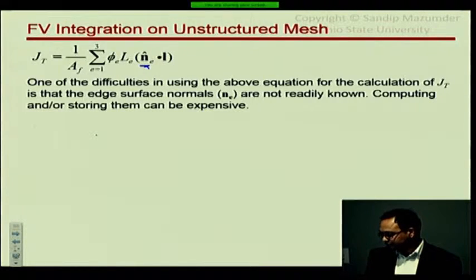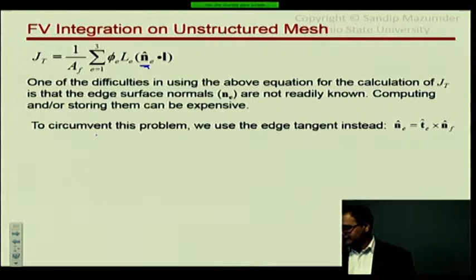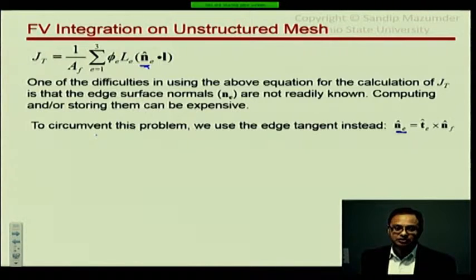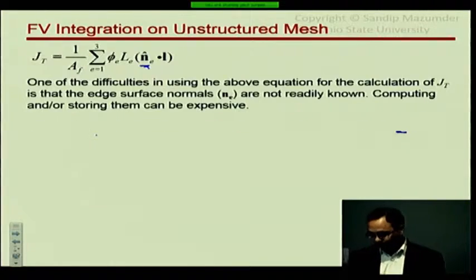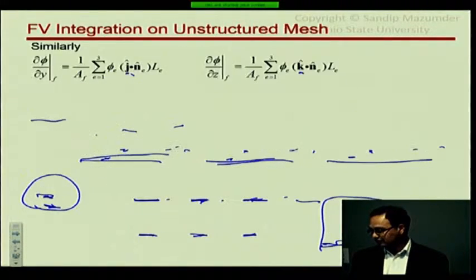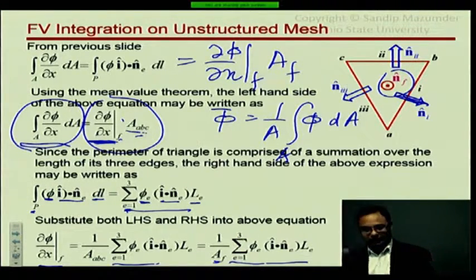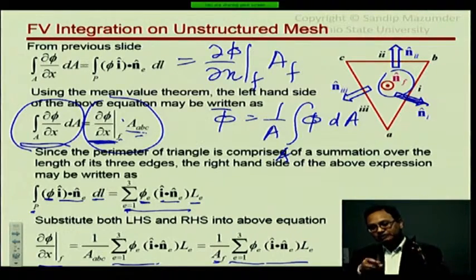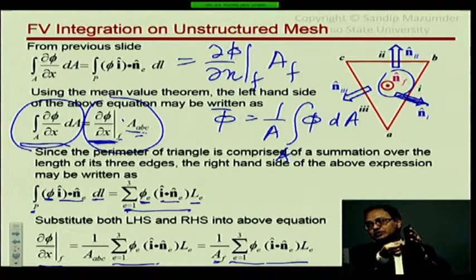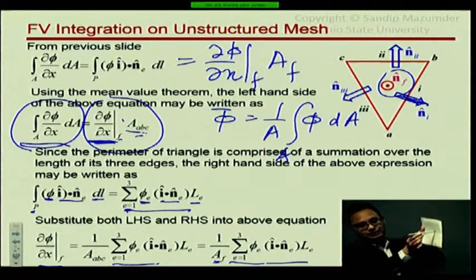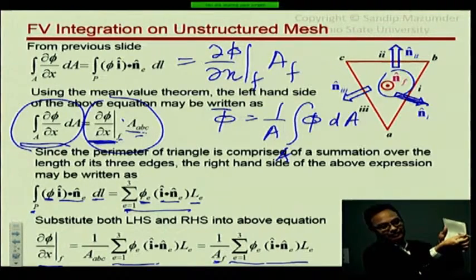So what we make use of is this formula here. NE is equal to the unit tangent crossed with the n vector. So again, going back to that figure that I had, think of it this way. I have a triangle, or let's take this quadrilateral. This is my vector NE, which is the edge normal. Here's my vector NF. NF is perpendicular to this face, NE is like that. The tangent is like that to that edge.